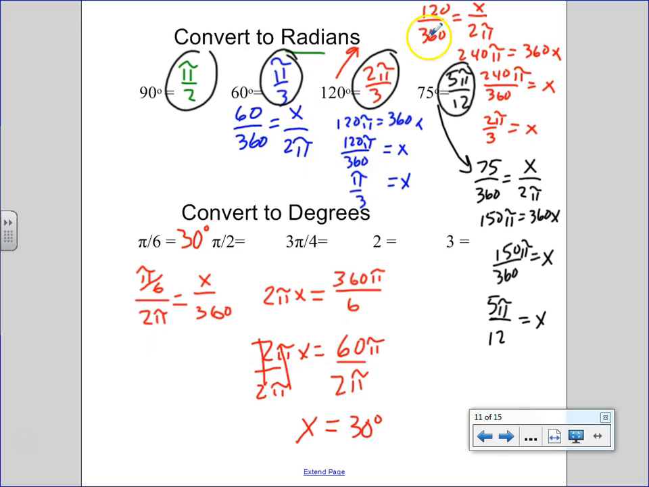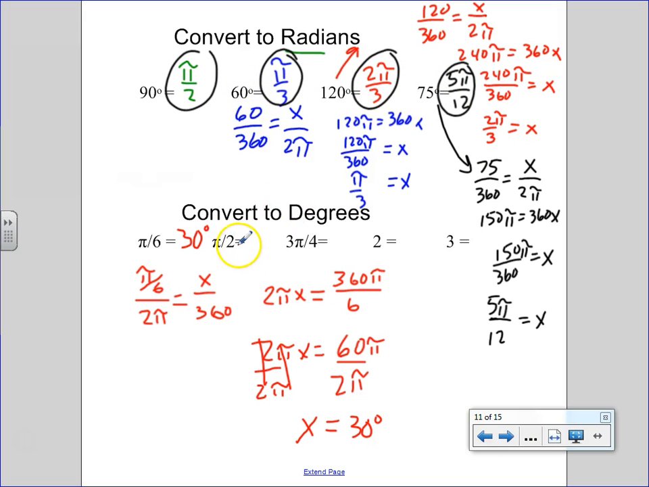120 out of 360, well, 120 is a third, that might be helpful to know. And then we get x out of 2 pi, because 2 pi is a full circle, just like 360 is a full circle. I get 240 pi over 360, which simplifies as 2 pi over 3. And then 75 degrees out of 360 was x out of 2 pi. I get 150 pi over 360, which simplifies as 5 pi over 12. And notice how we can simplify and keep those in terms of pi without having to approximate.